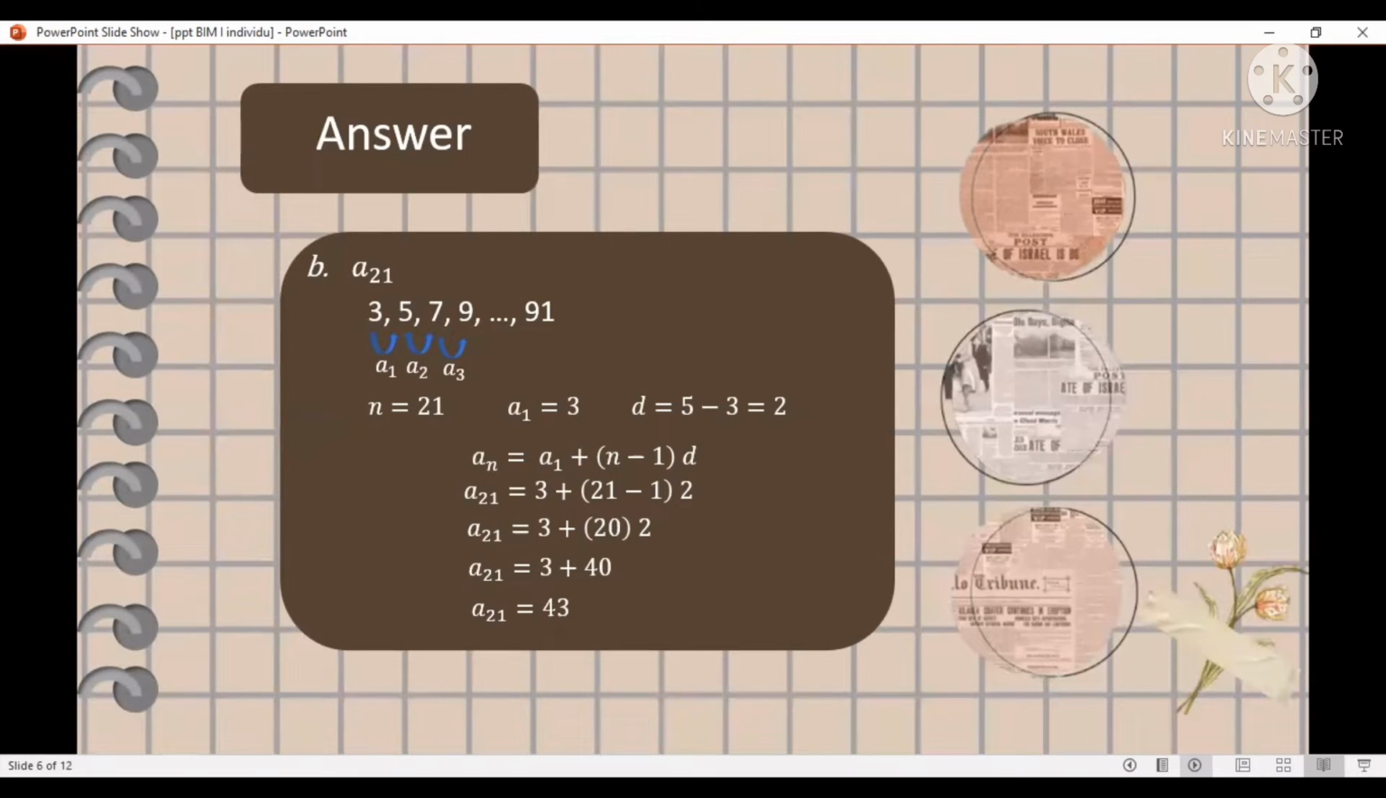The first thing we do is the one inside the bracket. So 21 minus 1, then the result is 20. Then 20 times 2 is 40. Then 3 plus 40 is 43. Then the 21st term is 43.